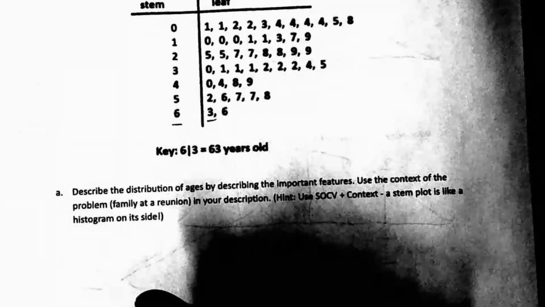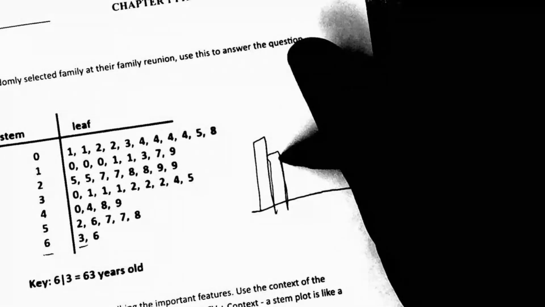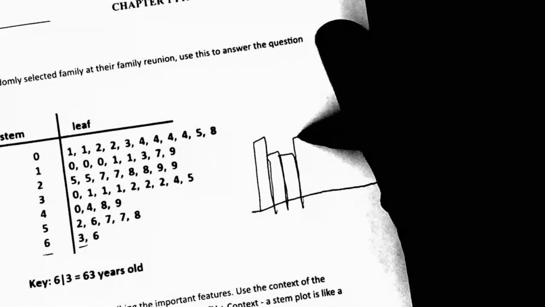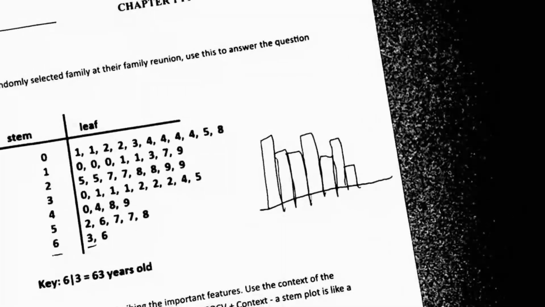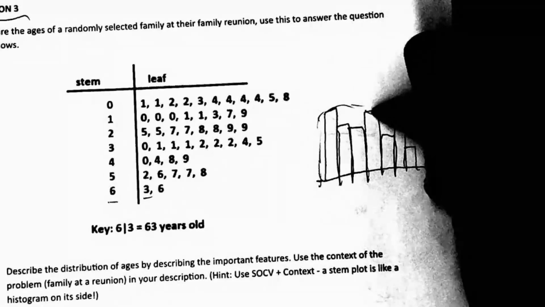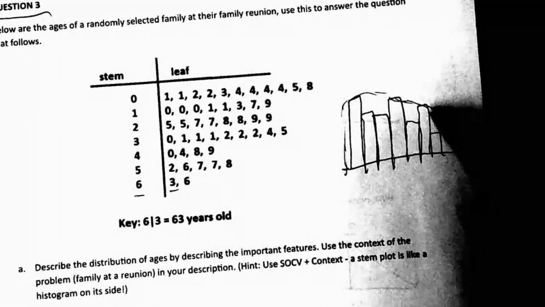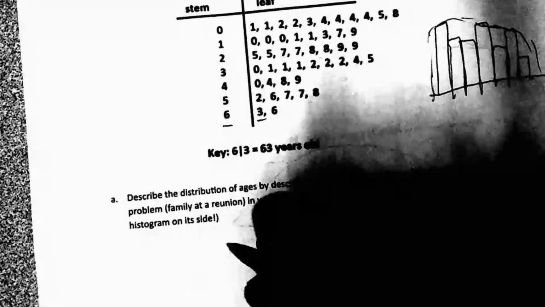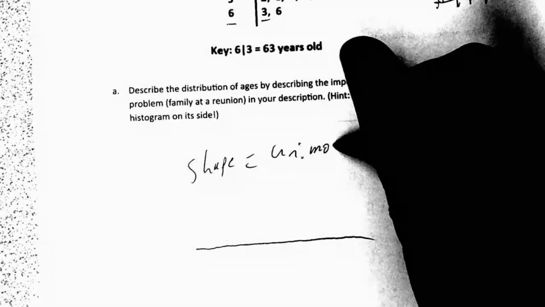Remember that this is essentially a histogram on its side. If you think of it visually, I'll draw it to the side here. Visually, what this kind of looks like is a tall one, and then a couple like this, and then kind of like this, and then this, this, this. That is visually what this looks like if I turned it. So we want to describe the shape of this. It is one hump, right? One visual hump. So the shape equals unimodal.